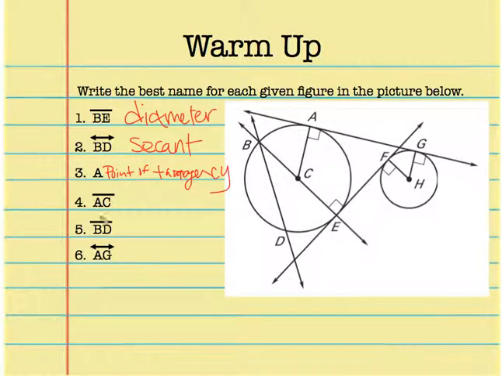All right, segment AC is a radius. Segment BD is a chord. The difference in this one and this one is that it's a line versus a segment. And then line AG is a tangent. It's actually tangent to both circles because it touches each circle at one point.